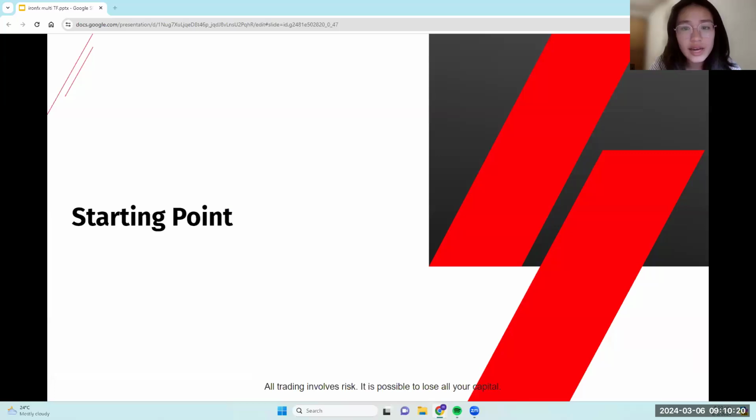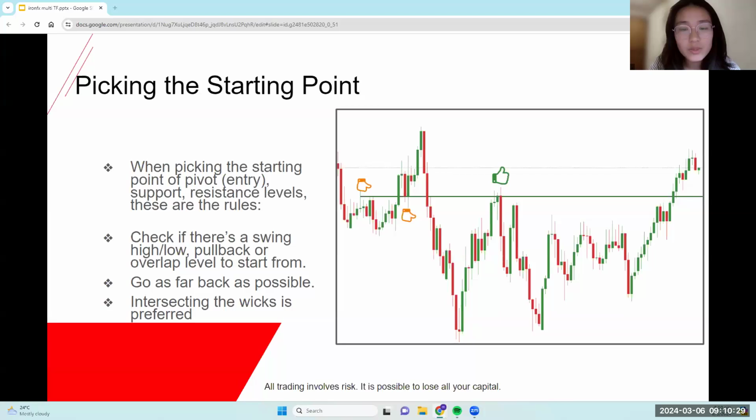Okay, so now let's look at what other things to look out for when inputting a support or resistance level. So picking the starting point, you want to look for a pivot entry. You want to look for support or resistance levels, and there are a couple of rules. Firstly, you want to check if there's a swing high or low, pullback or overlap level to start from. I mentioned earlier that we want to try and pull back the level as far as we can.